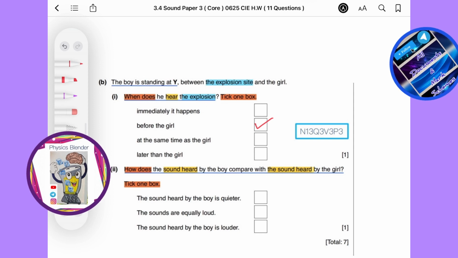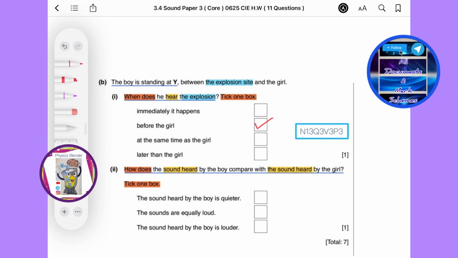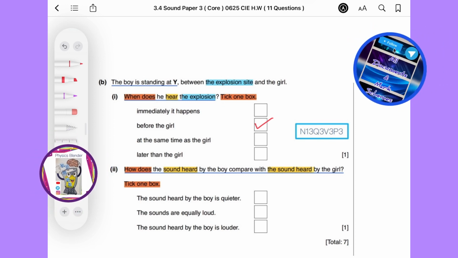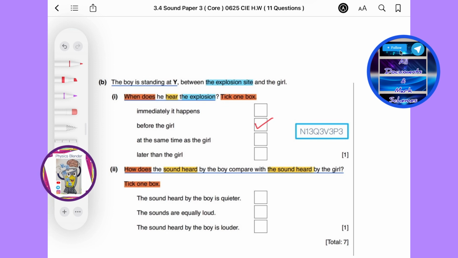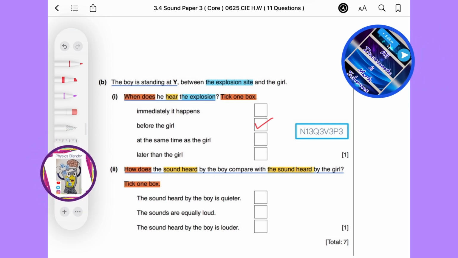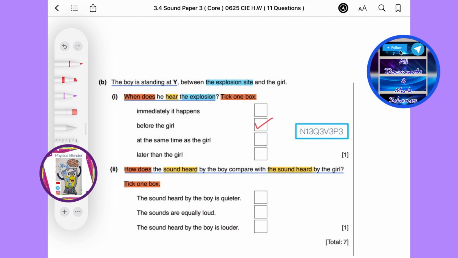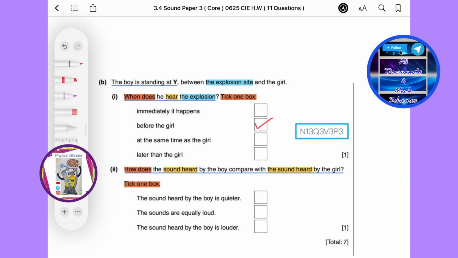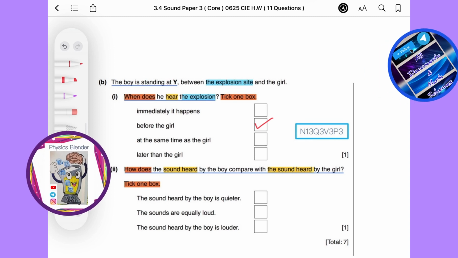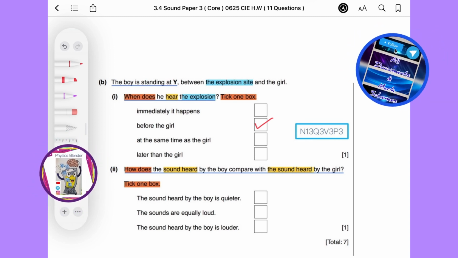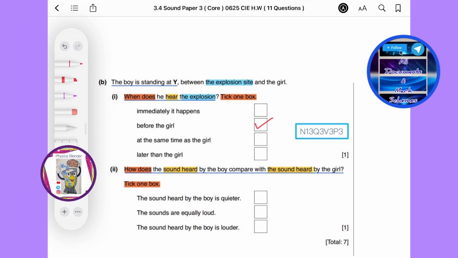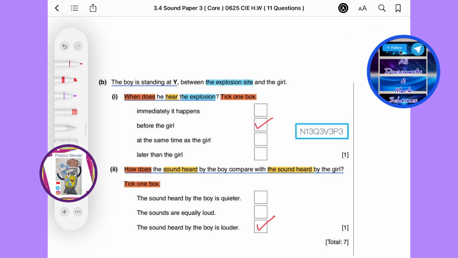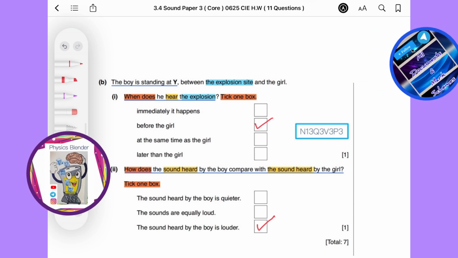How does the sound heard by the boy compare with the sound heard by the girl? Since the boy is closer to the source, the sound will be louder. No energy is wasted; the sound waves keep their energy. The person is closer to the source, so he will hear the sound louder. So here, the sound heard by the boy is louder because he is closer to the source. Is it clear?